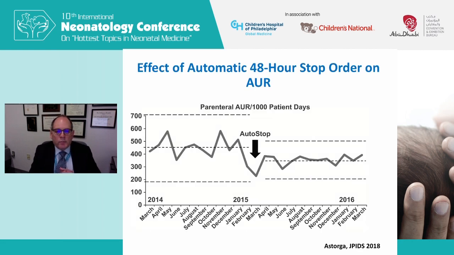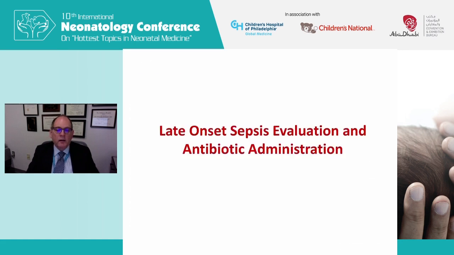And so I talked briefly about this effect of an automatic 48-hour stop order or even a 36-hour stop order on the antibiotic utilization rate. This was a study that looked at IV antibiotic use in a NICU over time. You can see when they instituted in their order entry system an auto stop order, where the antibiotics automatically got stopped at 48 hours if the cultures were negative, the antibiotic use rate dropped in a significant way just simply by adding in that auto stop, which makes it more activity on the part of the neonatologist to restart antibiotics.